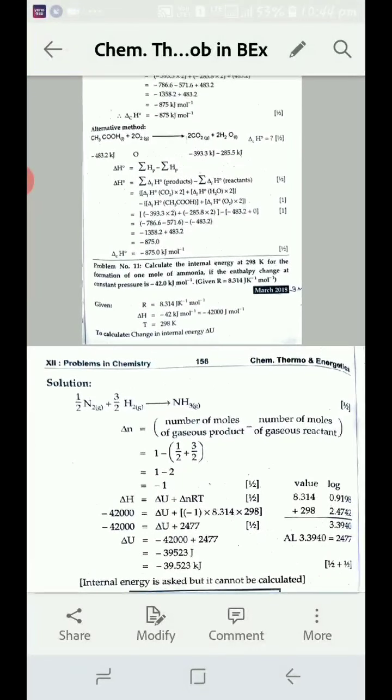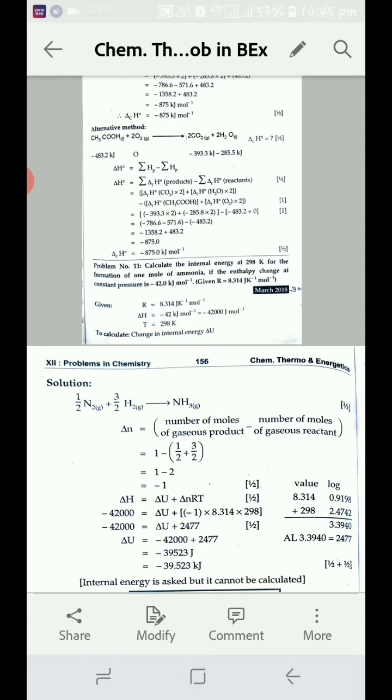Okay, and delta H is equal to delta U plus delta n RT. So substitute the values and calculate the answer. Change in internal energy is what you have to calculate. Delta n is minus 1, R is 8.314, T is 298 Kelvin. So substitute the respective values. Your answer is in joule, convert that into kilojoule.